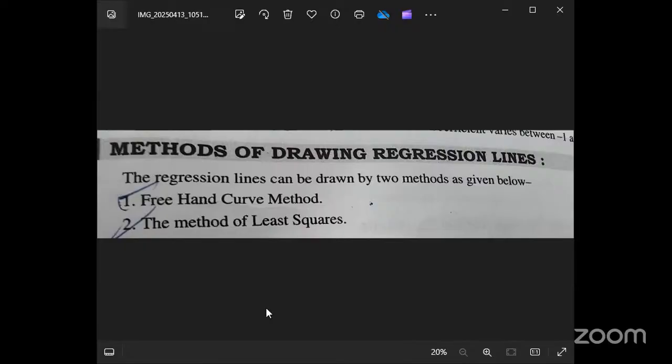And coming to next, method of least square. So the other method of drawing a regression line is the method of least square. According to least square method, the line should be drawn through the plotted points in such a way that the sum of squares of deviations of actual y values from the computed y values is the minimum or least.